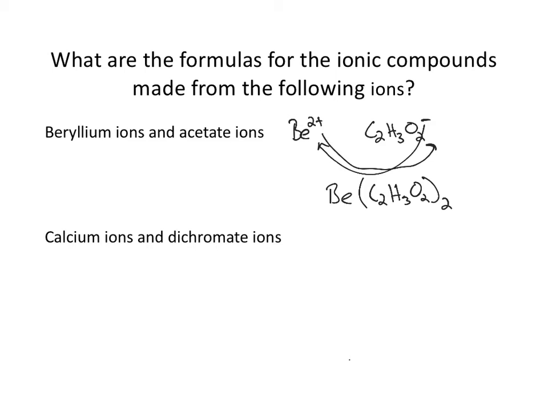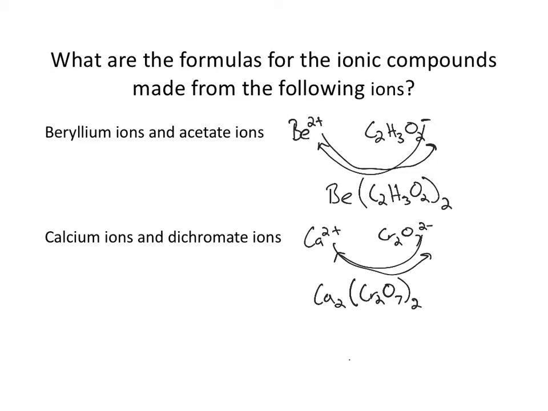Alright, if we do the same thing for calcium and dichromate ions, calcium would be 2+. Dichromate is Cr2O7 2-. So if I do the swapping again, 2 calciums. Now for 2 dichromates, I put the whole dichromate ion in parentheses, and again I can simplify that. So calcium dichromate should just be that.